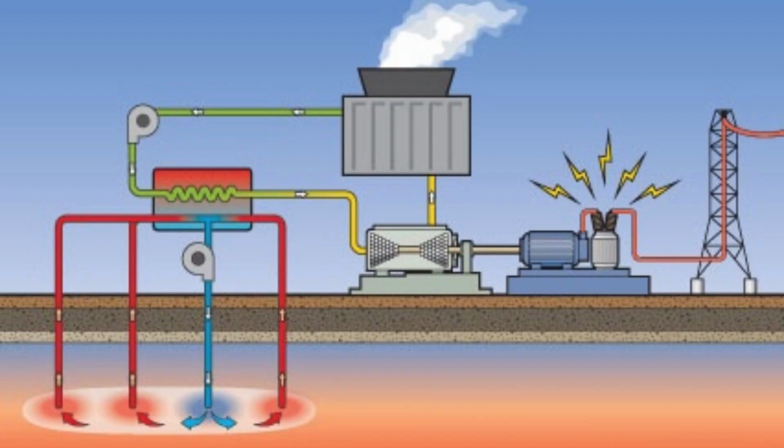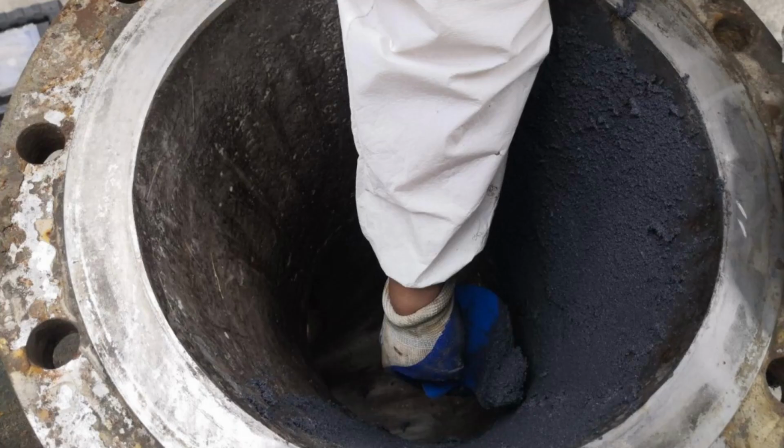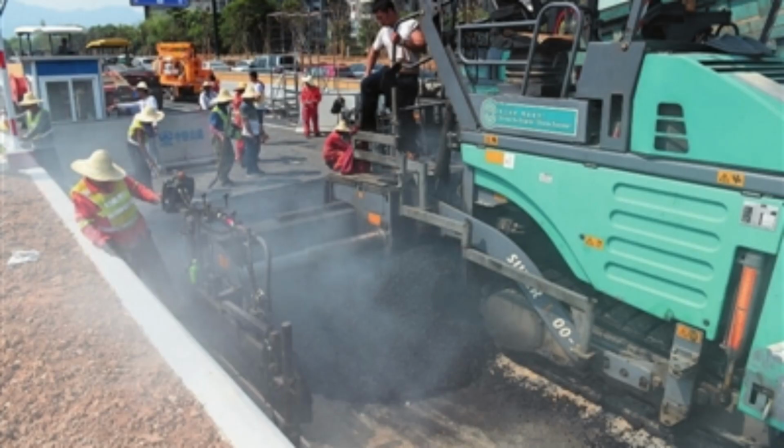Cyclic steam. This method pumps steam down a vertical well to soak or liquefy the bitumen, which is then pumped to the surface through the same well. This technique is repeated until most of the oil is removed.